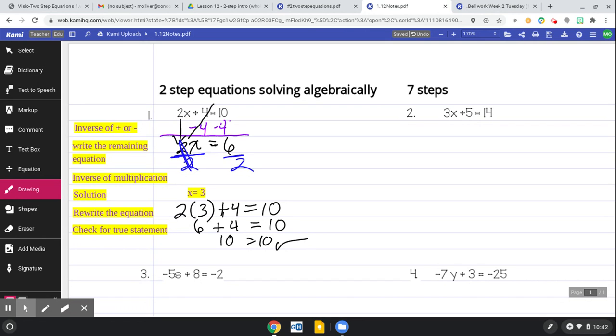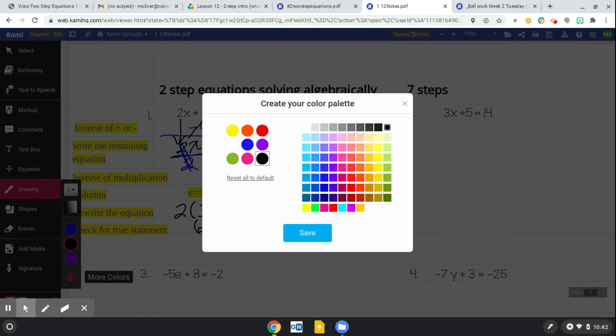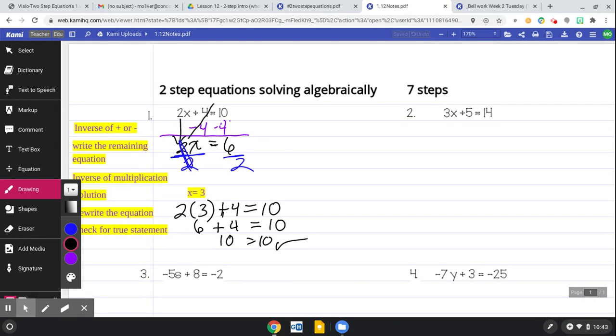Okay, so we got a couple more to do. So let's go through them. I'll try to color code better this time. And this time we're also going to do it the vertical way. Okay, so what Mr. Callan likes to do is rewrite the equation. Now leave some space because we want to get rid of this addition of 5.